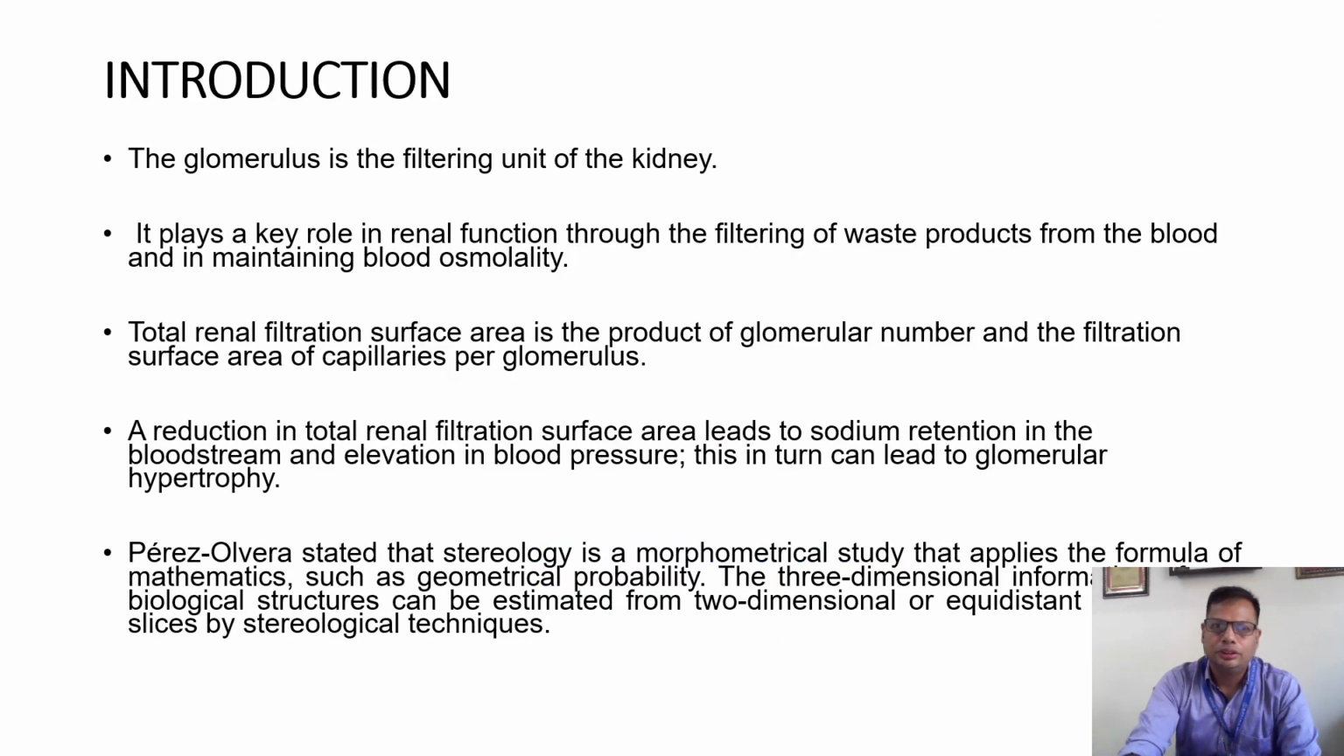As you know, the uriniferous tubules are the important functional unit of the kidney. The glomerulus is the main filtering unit of the kidney, which helps in the filtration of waste products from the blood and maintains the osmolarity in homeostasis. The reduction in the total number of glomeruli as well as the surface area is very important in different renal pathology.